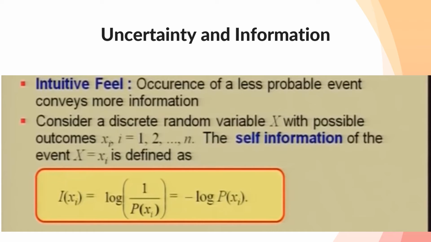If I consider a discrete random variable X with possible outcomes xi, where i is varying from 1 to n, then the information of xi can be given by log of 1 by p of xi. By applying the rules of log, this can be taken out with a minus: minus log of p of xi, which is the fundamental relationship between information and probability.